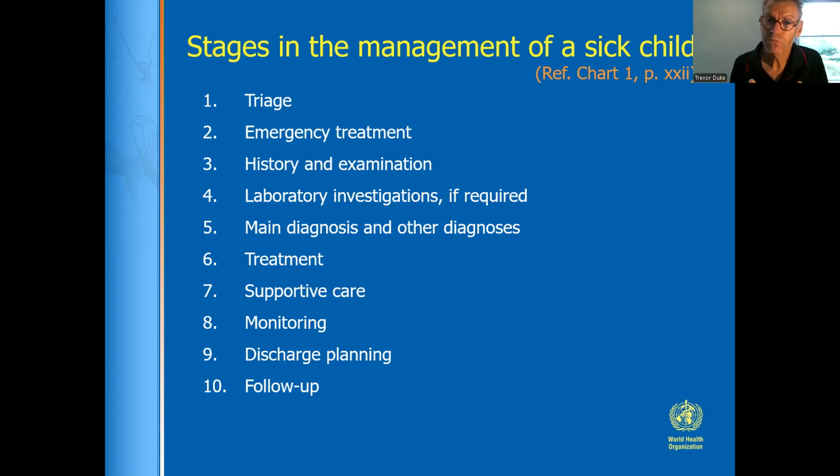Sixth, give treatment for the underlying diagnosis and other comorbidities. Seven, provide supportive care, and that may include nutrition, fluids, fever management, more oxygen therapy, for example, other aspects of care that are not treating the main diagnosis but supporting organ systems. Eighth, monitoring, very important. Many children deteriorate even after they've had treatment in hospital, and these children need to be monitored to identify the deteriorating child.